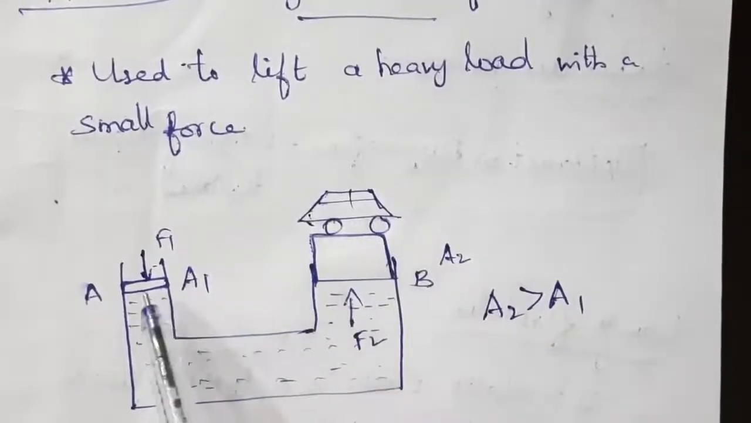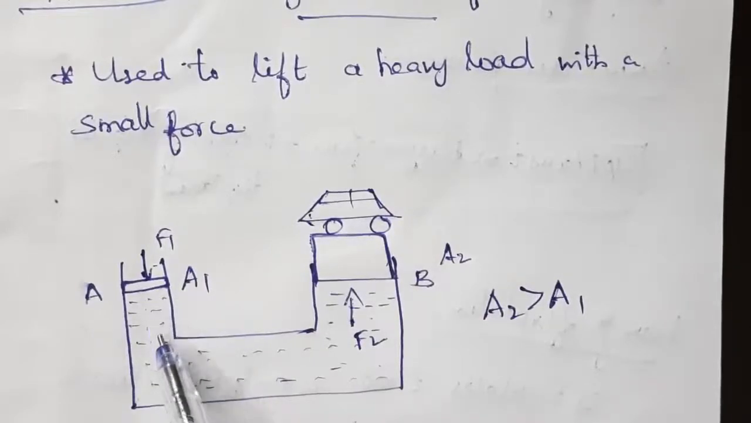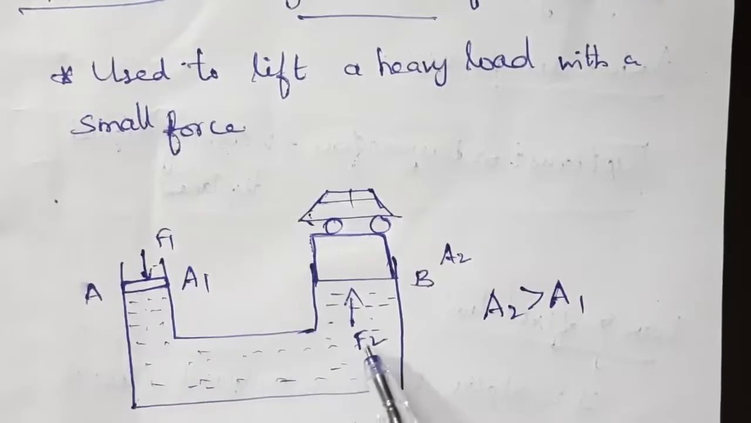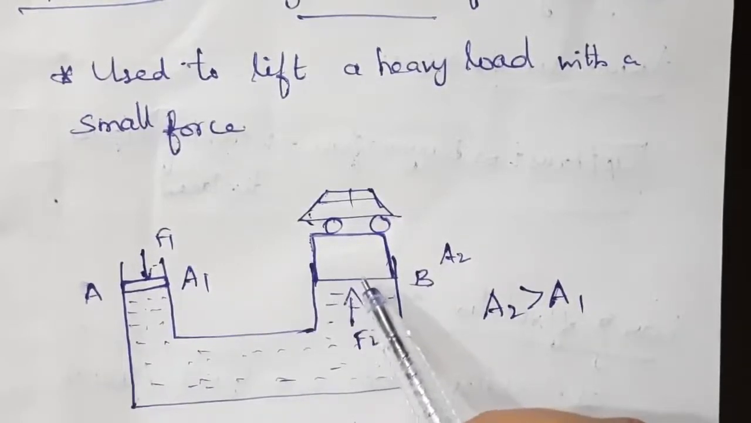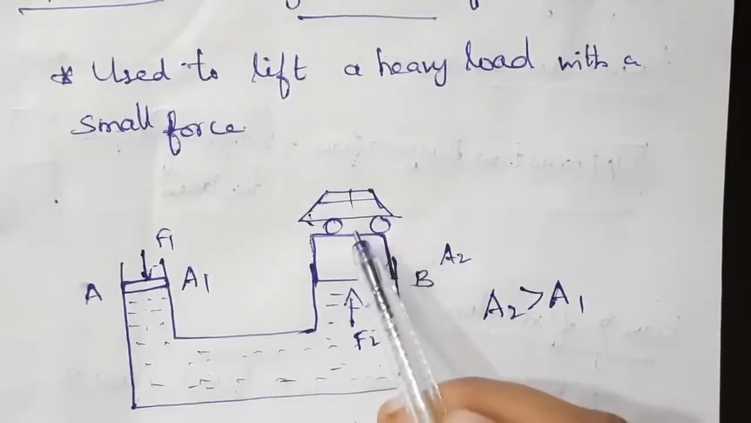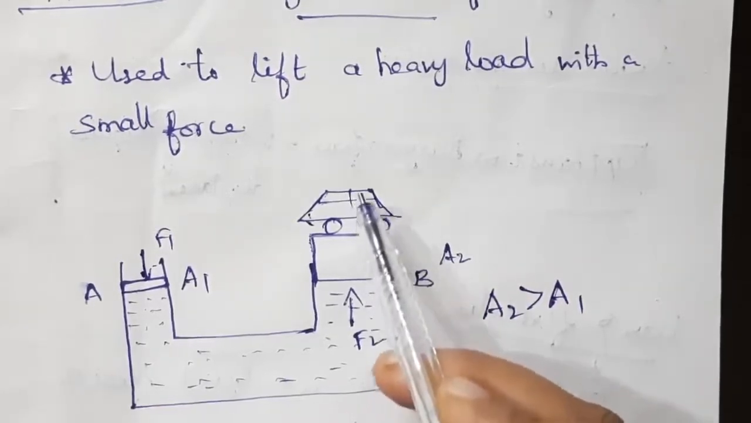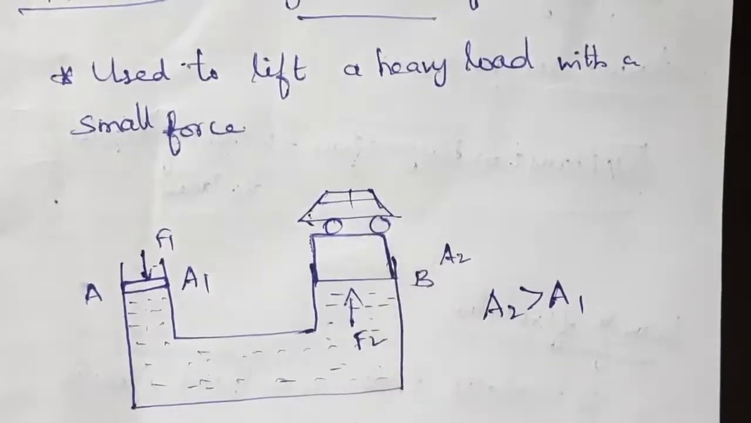So when you apply a downward force here, this will change the pressure. This will increase the pressure in the liquid and it creates an upward force in pipe B. So piston B will move upward, which is used to lift this vehicle a little higher. This is known as a hydraulic lift.